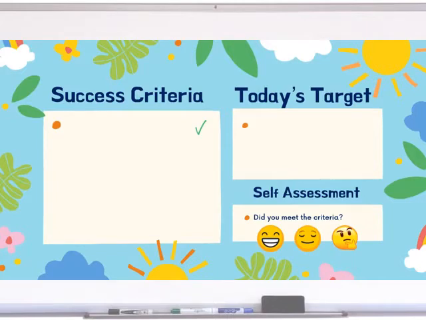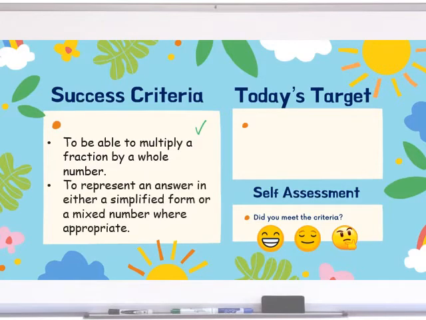Okay, so what's today's success criteria for this lesson? We want to be able to multiply a fraction by a whole number. We want to represent our answers in either a simplified form or a mixed number where appropriate. Don't forget, we can always simplify a mixed number if need be. So today's target is going to be, I can multiply a fraction by a whole number.